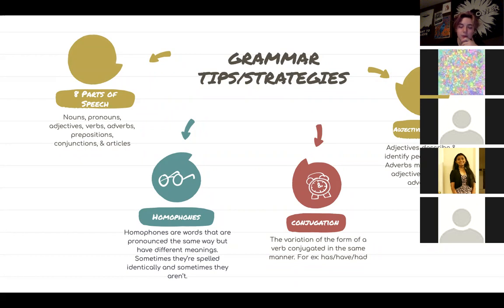Conjugation, the variation of the form of a verb. Yeah, it's just defining it. Conjugate it in the same manner. For example, to have can be conjugated as has, have, and had. Where has would be like present progressive, have is just present, and then had would be past or preterite. And then adjectives and adverbs. Adjectives describe and identify people and things. Adverbs modify verbs, adjectives, and other adverbs. Again, those are going to appear throughout all grammar structures, and they will often vary with each type of grammar. It's the same with verbs and the 8 parts of speech.